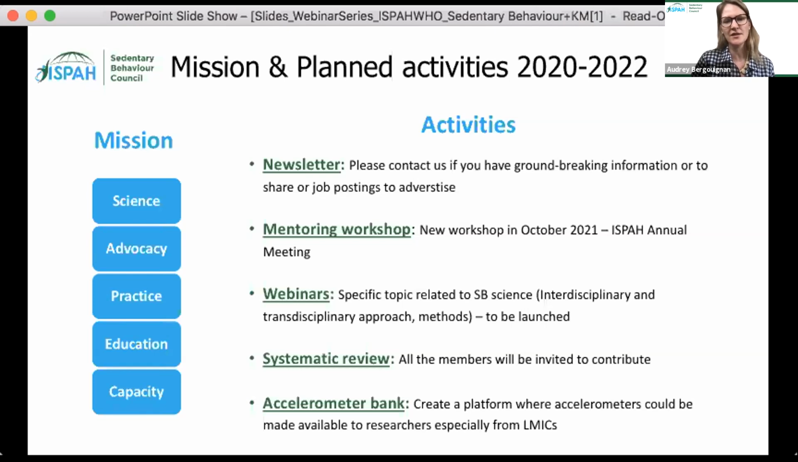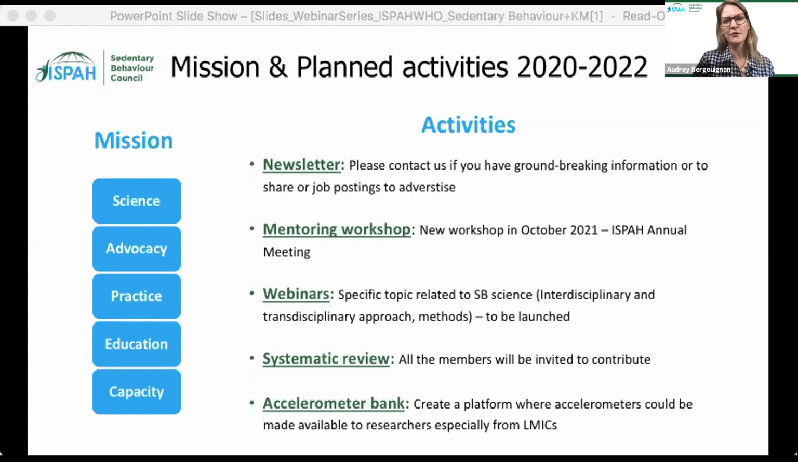And here I'm showing you examples of some of the planned activities we're thinking of for 2020-2022. We're going to keep sending newsletters to our members. We are also going to keep doing or renewing our mentoring workshop. We had the first workshop launched in October 2020, and we'll have a new one in 2021. And this is a great opportunity for any early career researchers. We're also going to launch new webinars that will be much more specific to the science related to sedentary behavior. We are thinking of starting a systematic review, still thinking of the topic, for which we would like to invite any members to contribute.